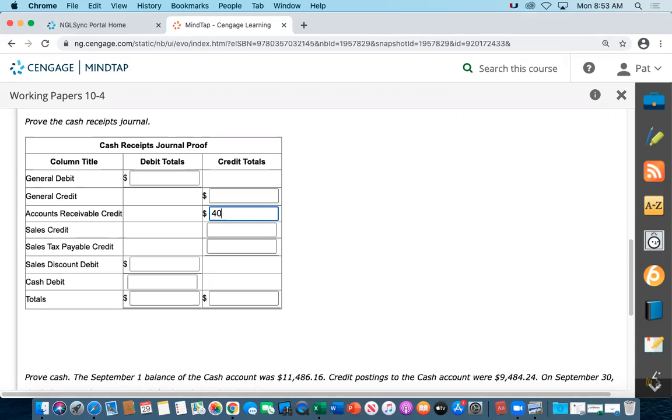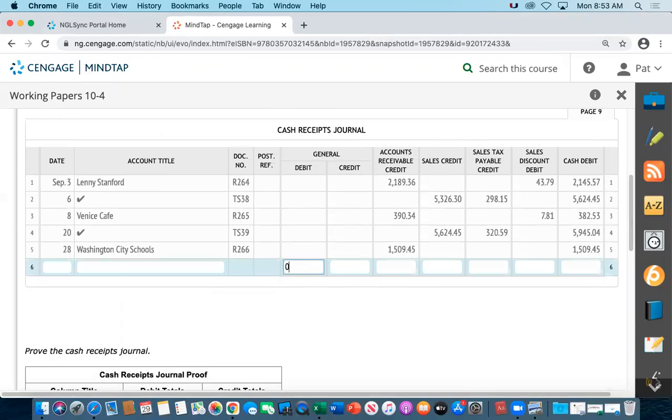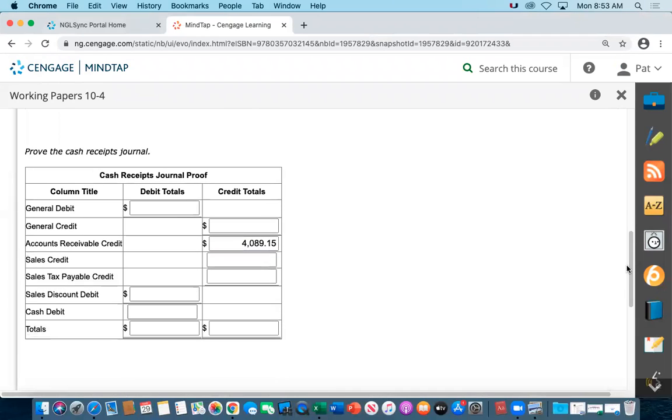Okay, accounts receivable, credit. What'd you get? 4,089.15. And again, all you're doing is adding these columns up. Once we do it, we'll type them in. Sales credit is 10,950.75. Sales tax payable is 618.74. Sales discount is 51.60.